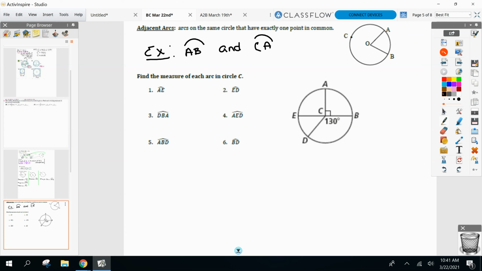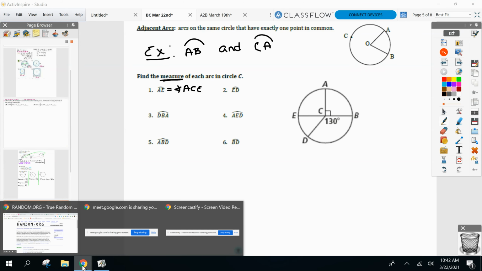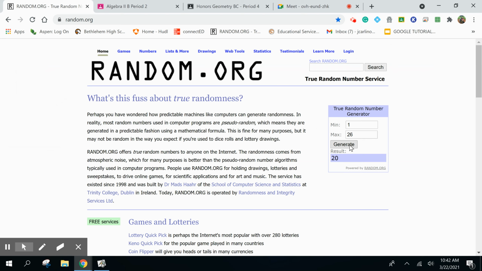All right, let's start doing some number crunching now. What do you say? Find the measure. Measure meaning in degrees. Give me the degree measure of these arcs I'm asking for. Arc AE. Here's where I'm going to use that theorem right now. Arc AE is the same measure as angle ACE. It's central angle. That's the theorem we just wrote down on the first page. Arc AE is equal to its central angle ACE. What's going to be the measure of that arc?